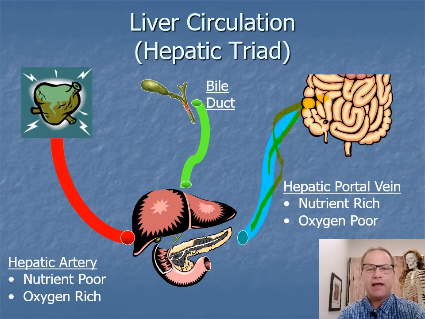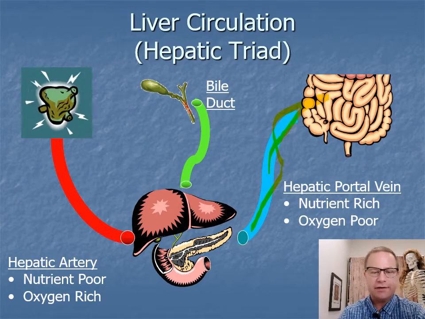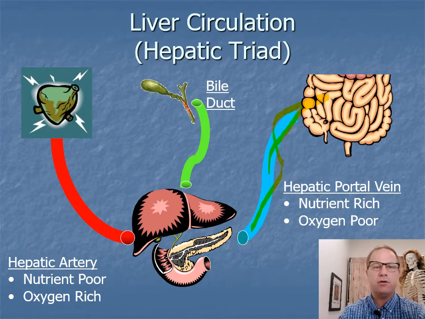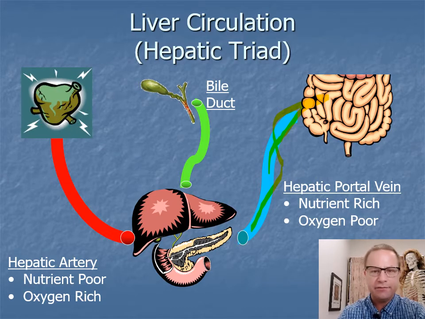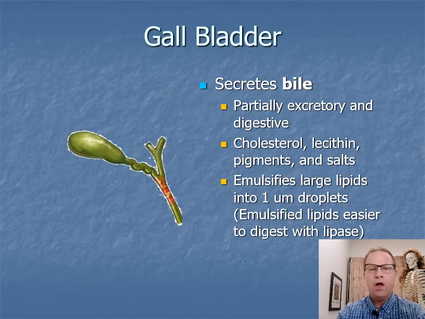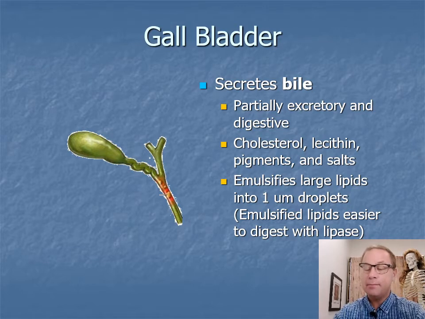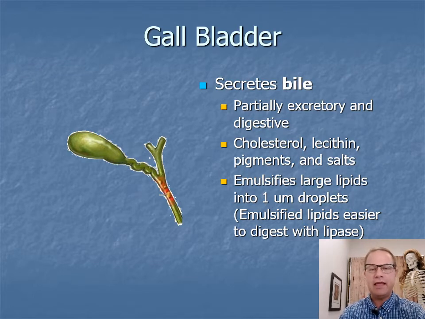And finally, we have something called the bile duct, and of course the bile duct is the duct through which bile travels to the gallbladder for storage. Bile is actually made in the liver itself, and bile is a byproduct of red blood cell recycling. Okay, so the gallbladder itself doesn't really make bile. It secretes it, it stores it, it concentrates it, but technically the bile itself is made in the liver and stored in the gallbladder.